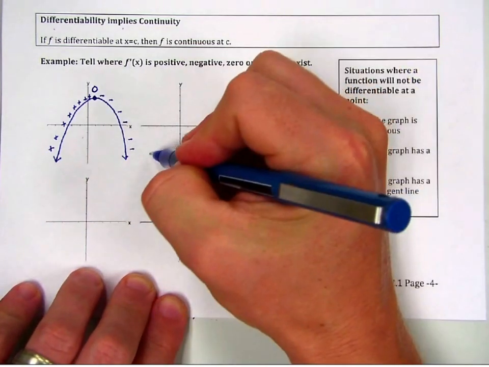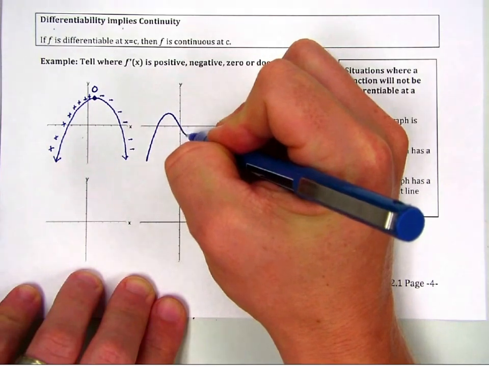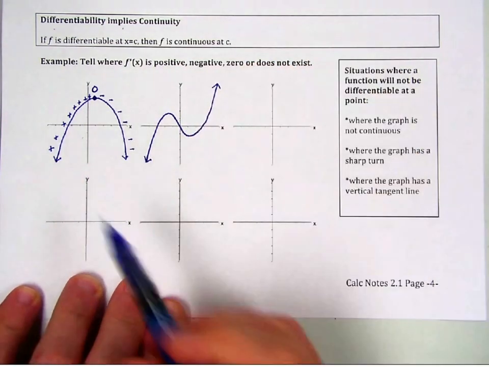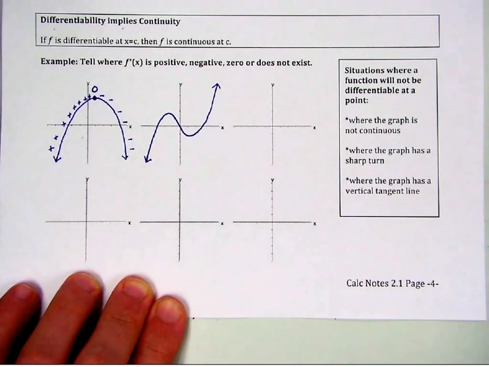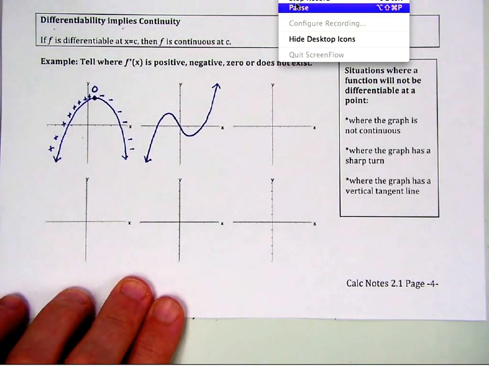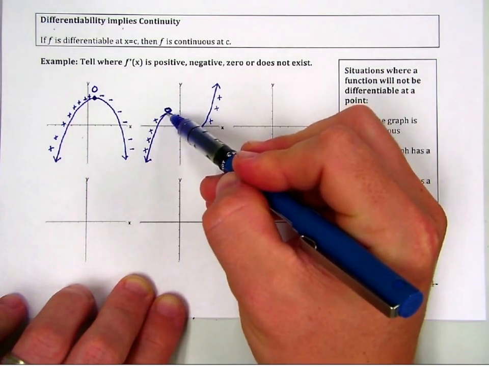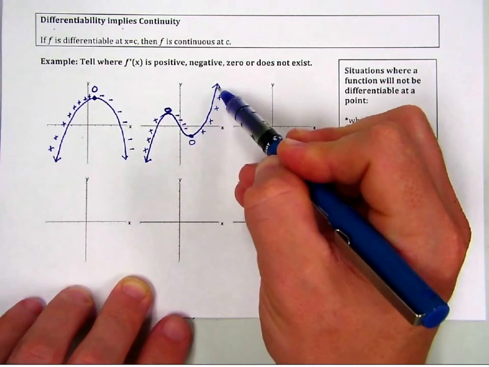Okay, let me give you one to try here. I want you to mark this up just like I did right here. Pause the video, come back and check your work. All right, so you can see here we have a positive slope right here, 0. Then we switch to negative slope, 0, and then positive slope.